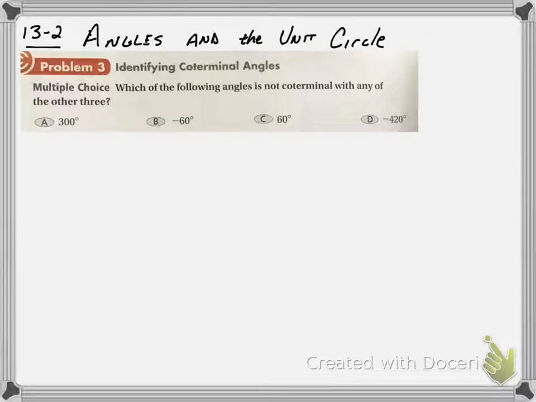13.2 is about angles in the unit circle. So we're getting into trig a little bit here and going on with these angles in the unit circle and how they're interrelated. So you look at this stuff here. Which of the following angles is not coterminal with any of the other three?